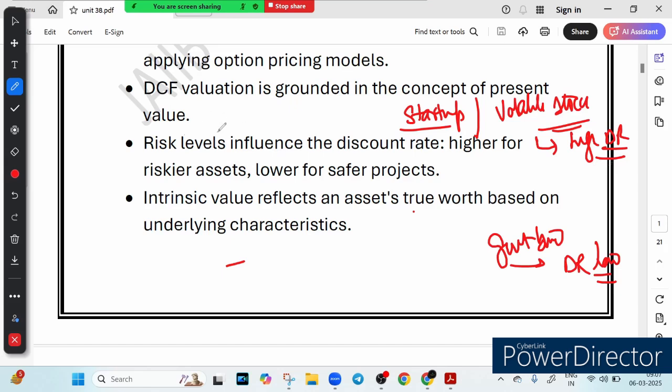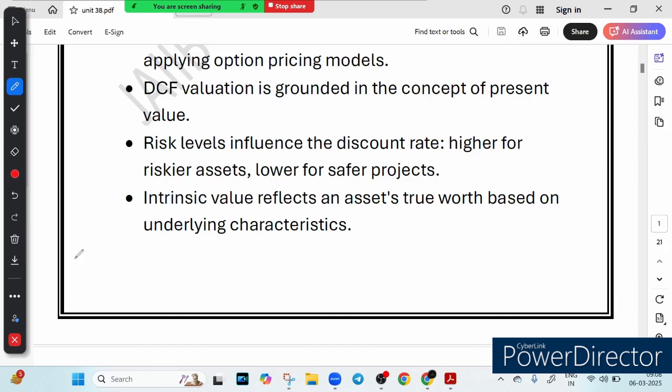So our question was: what is the link between risk and discount rate? Now it is clear. If risk is higher, the discount rate is also higher; if risk is lower, the discount rate is also lower. Now let's move forward and discuss something called intrinsic value. What is the meaning of intrinsic value? It is the true worth of a company.